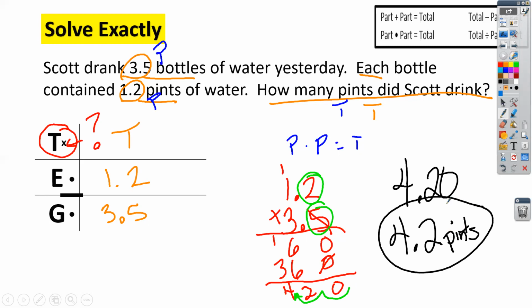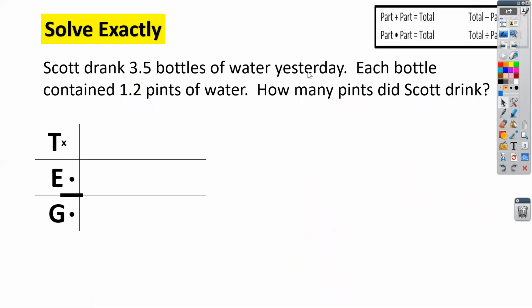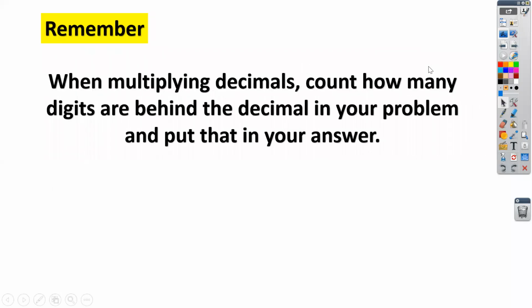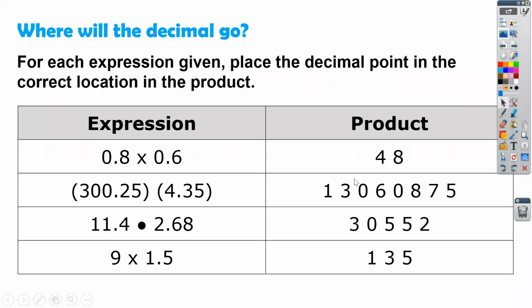Now, when I estimated, we said it would be about 4. So therefore, you can see that we were pretty close with the estimation. So just remember, when we multiply decimals, you need to count how many digits are behind the decimal in your problem and make sure you have that same amount in your answer.